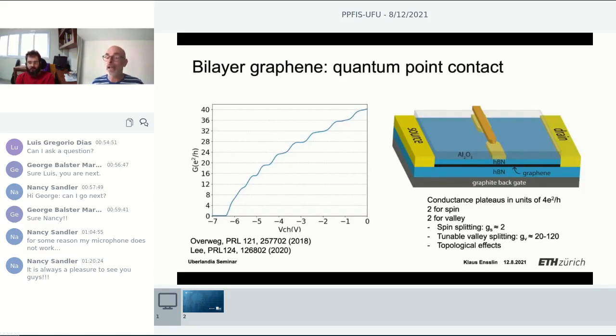And I should also add here, this is just quantized conductance. If you investigate that in a magnetic field, there are a lot of interesting features which are completely absent in gallium arsenide. And the reason is that the band structure really is not parabolic, but it's a Mexican hat band structure. And that makes this very interesting. But I will not go into that here.